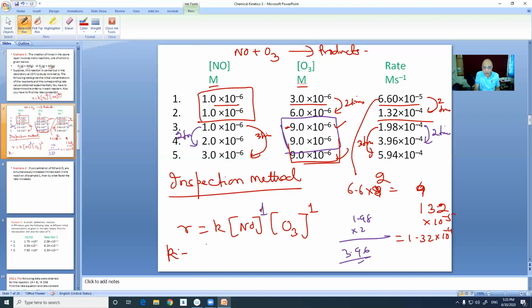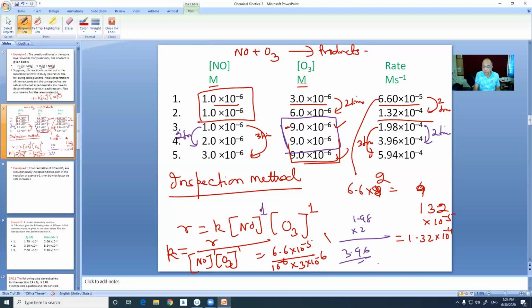So once you know the rate law, then you can take any data to find K. K is equal to R divided by the NO concentration into the ozone concentration. You can take any data and the rate corresponding to it. Supposing we take this rate, 6.6 into 10 to the power minus 5, divided by the concentration of NO, since the order is 1, 10 to the power minus 6, into the concentration of ozone. The corresponding concentration of ozone is 3 into 10 to the power minus 6.